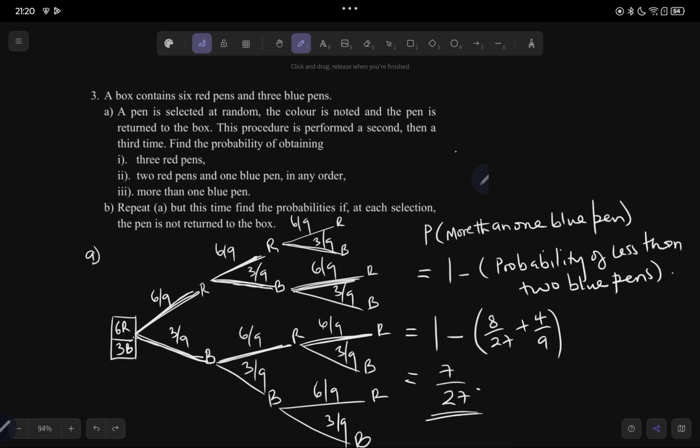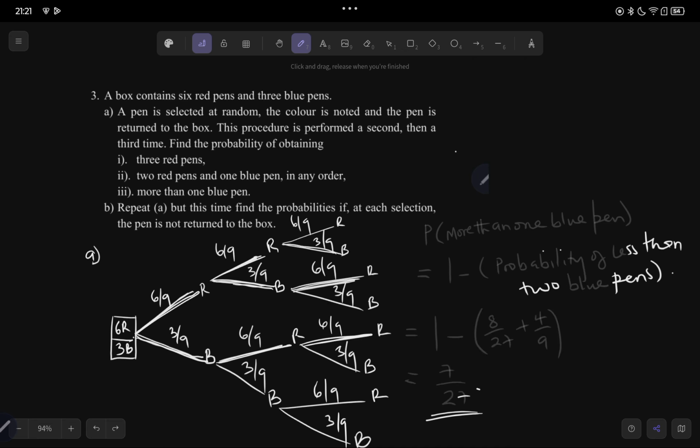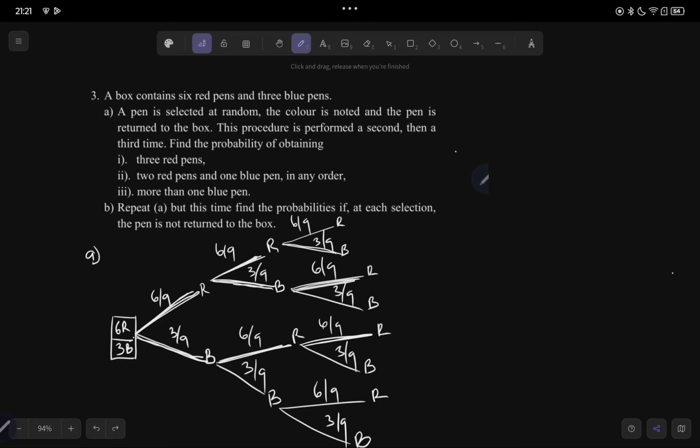Now, what if you want to do it full force, the way I've been doing for the others? Let me clean off this. Now we want more than one blue. More than one blue means two blue or three blue. Let's see if it will still give us our answer as 7 out of 27. If it gives back 7 out of 27, we know that we are right.